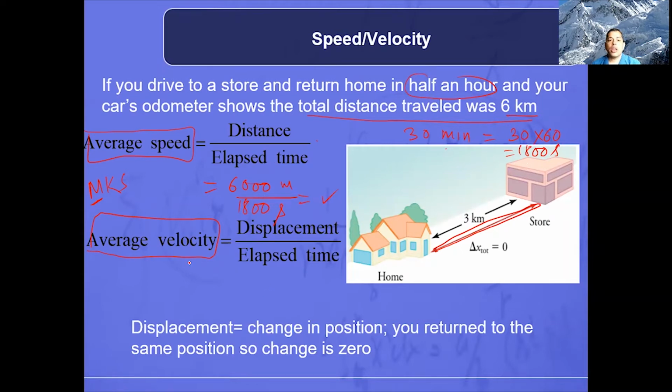Okay, then what is the average velocity? Average velocity is displacement over elapsed time. First of all, let's find the displacement. He drives to the store and comes back home. So displacement is change in position. Remember, is there any change in position? Because he left home and came back home, it's the same place. There is no change in position. So that's why displacement is 0. You have 0 over 1800, which is 0 meters per second.